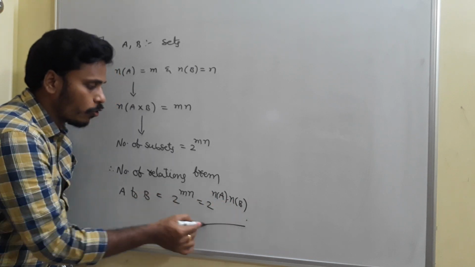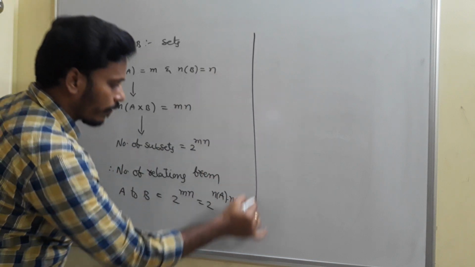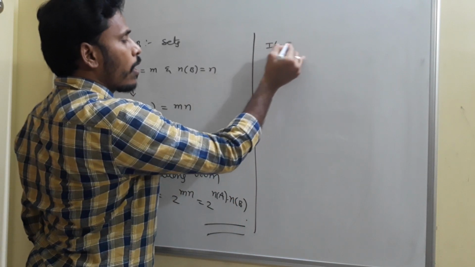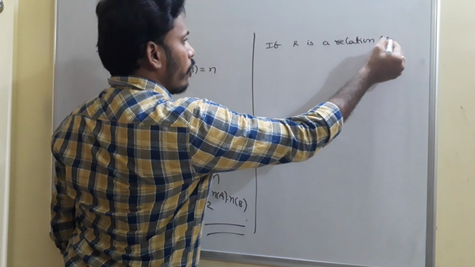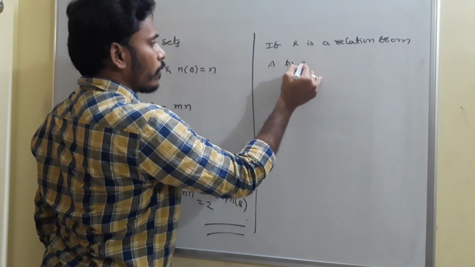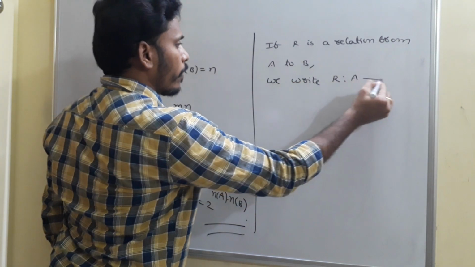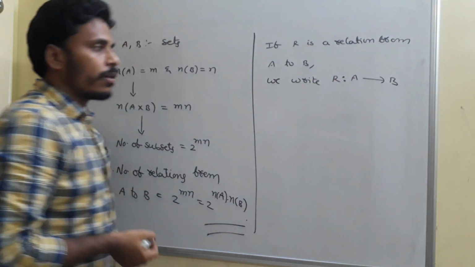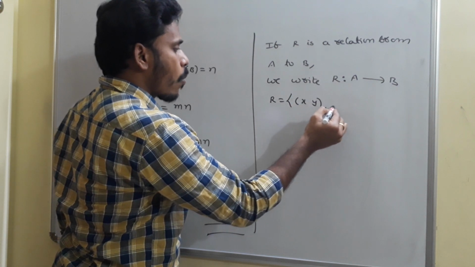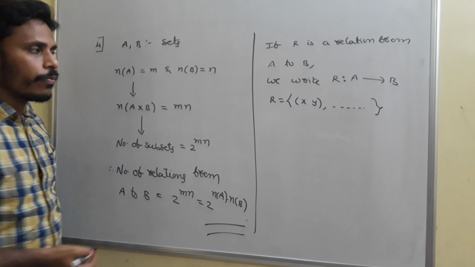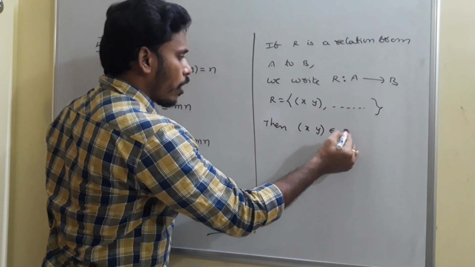These are the number of relations. The rule for the number of relations is 2 power n of A into n of B, which is nothing but the number of subsets of A cross B. And the next thing: suppose R is a relation from A to B. We write R is from A to B. If that relation consists of some elements like x comma y, we will have some ordered pairs in that R. Then we represent that x comma y belongs to R.